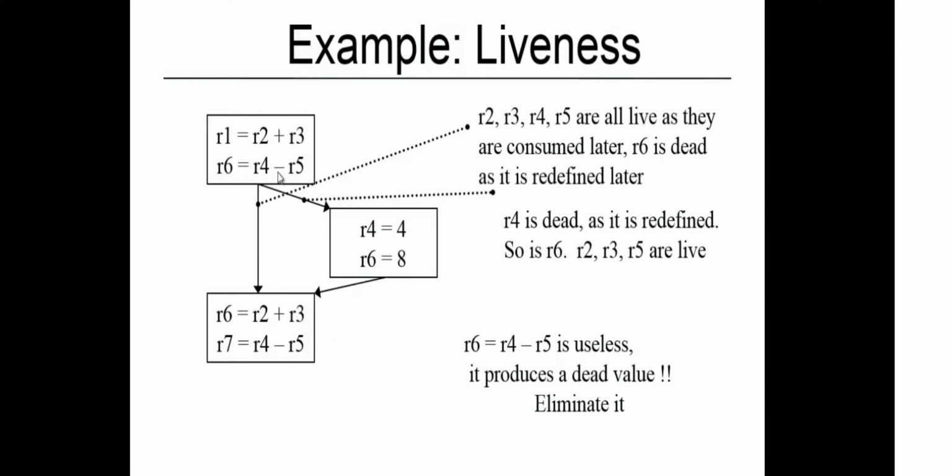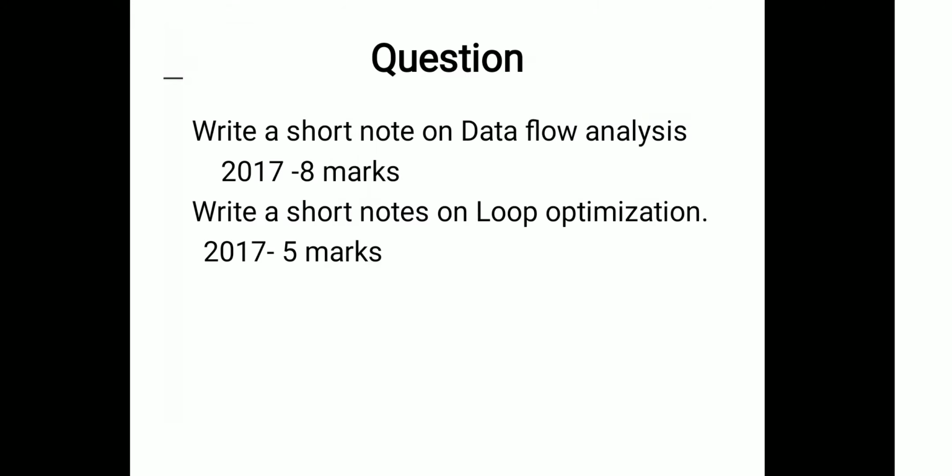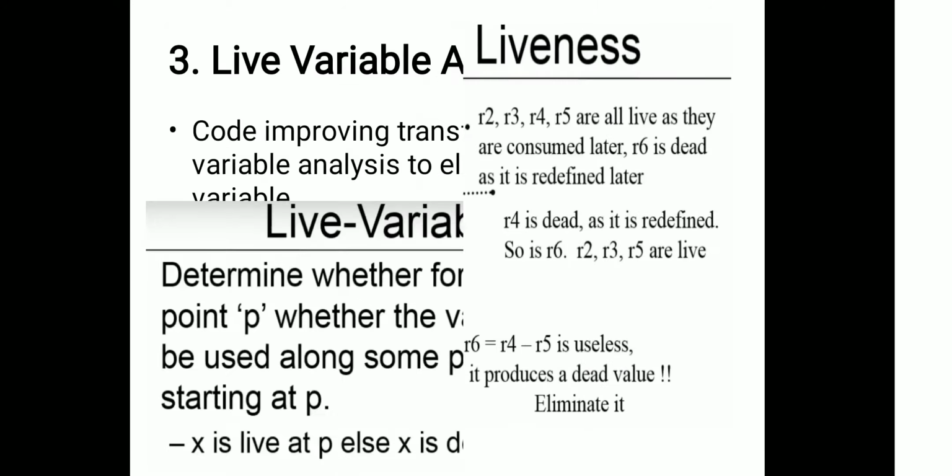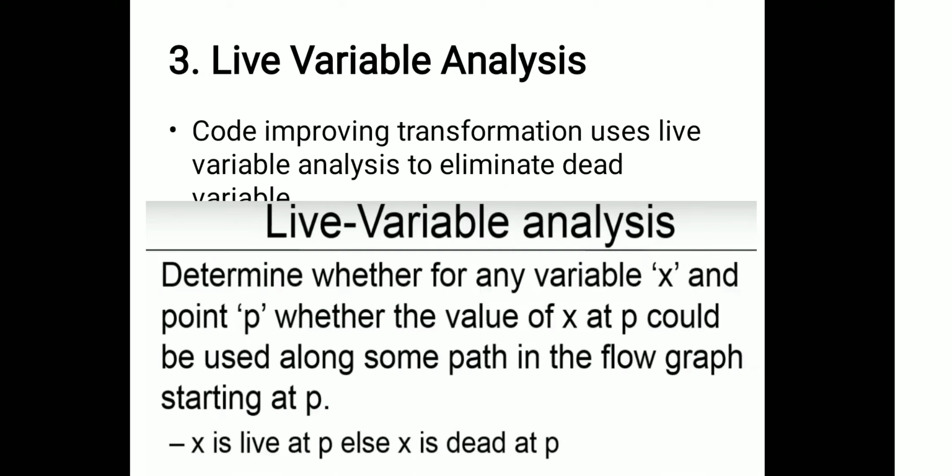Now go to the next. R6 equals R2 plus R3 and R7 equals R4 minus R5. So here R6 equals R4 minus R5 is useless, it produces a dead value, so just eliminate that particular statement. Okay, so this is about liveness. So this is how we compute live variable analysis.